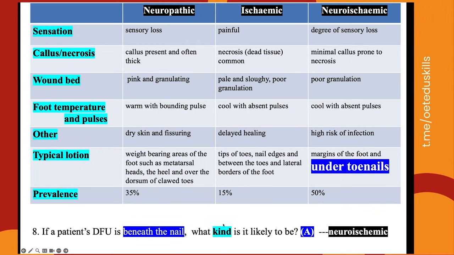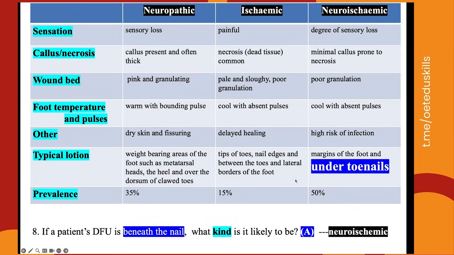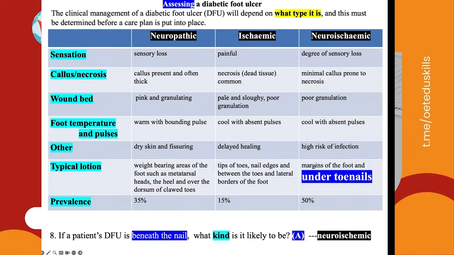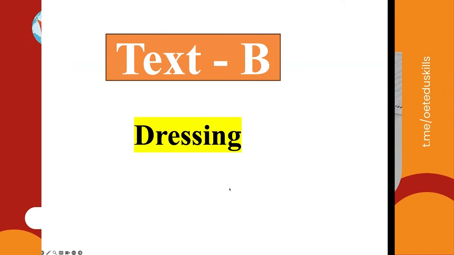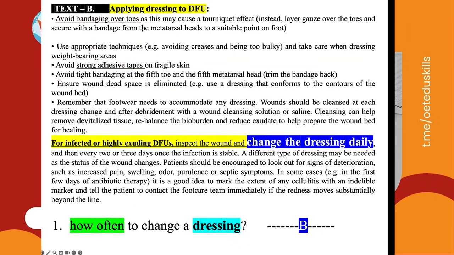Okay. Next one. If the patient's DFU is beneath the nail, what kind is it likely to be? Under toenails, beneath the nail. Synonymous expression. Under, beneath. So what type is it? Neuroischemic. Yes. Text B, those are the only 3 ones from that particular one. We will go to text B.